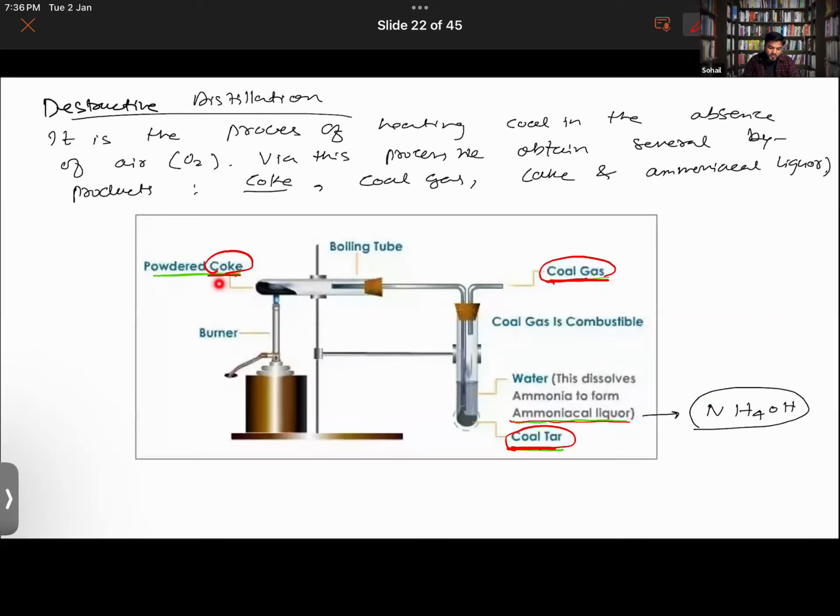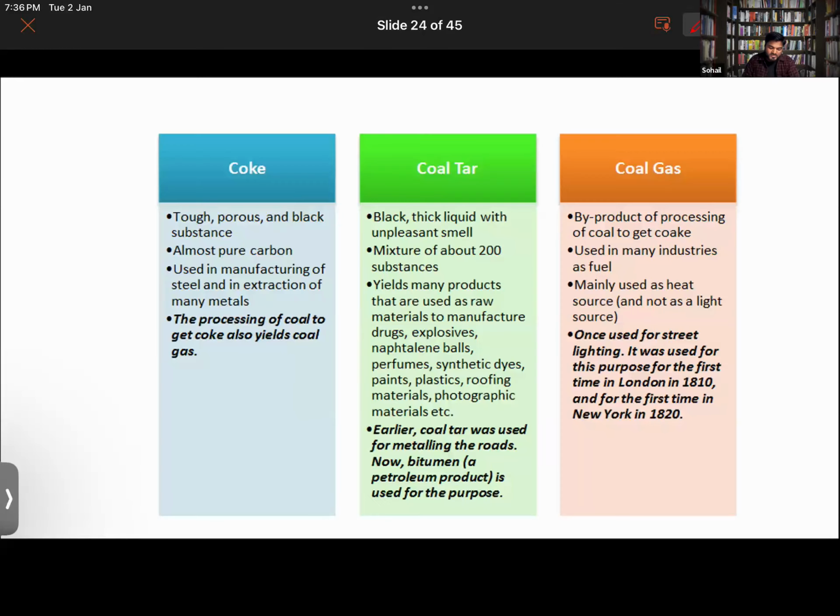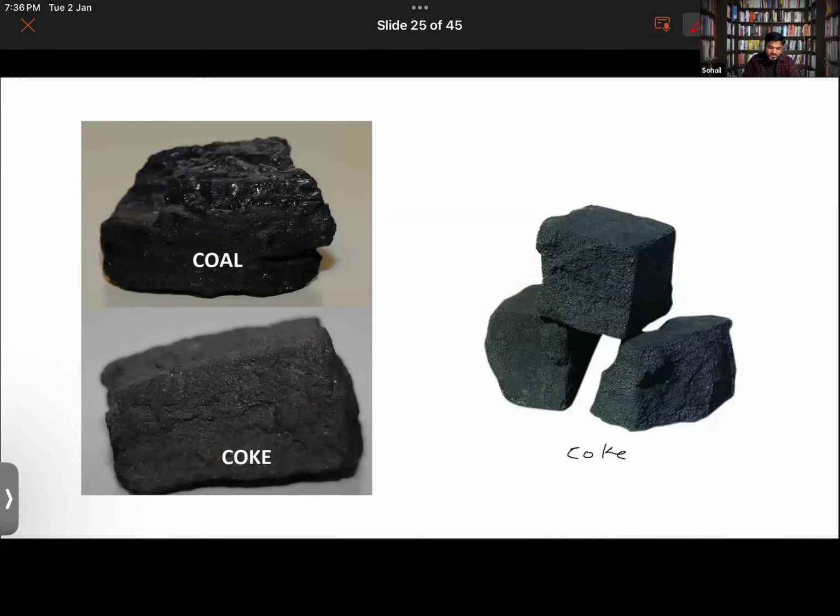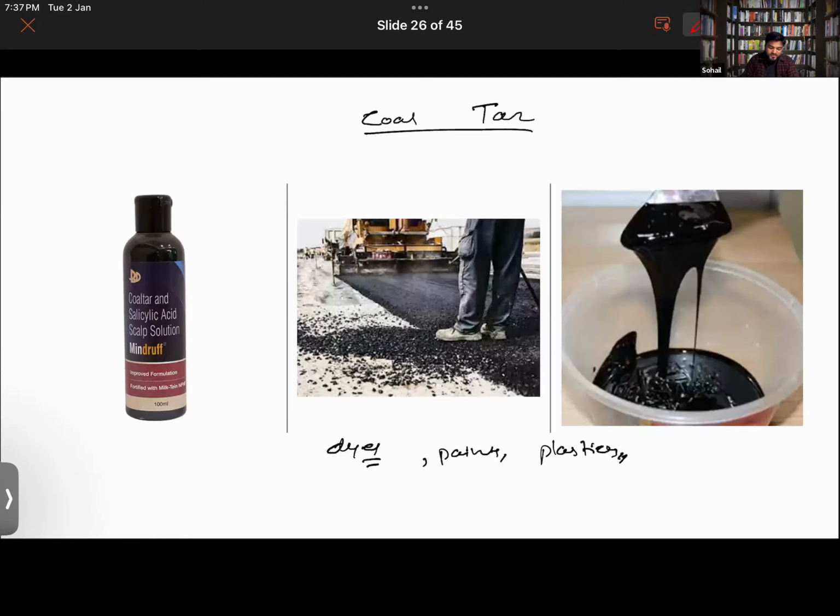See this coke over here. I showed you this image as well. That coke is actually porous in nature and it is tough and black. It consists of 98% carbon. Exactly, there's a high percentage of carbon in it. So it will be used for different purposes.